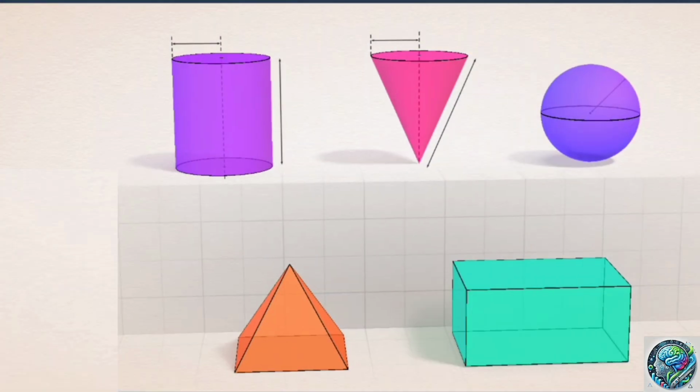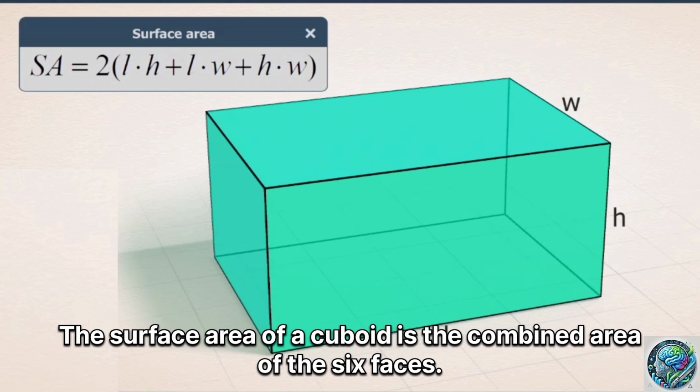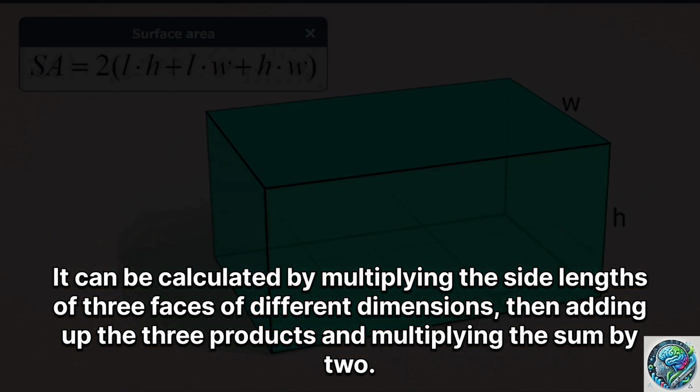The faces of a cuboid are rectangles, and the opposite faces are congruent. The surface area of a cuboid is the combined area of the 6 faces. It can be calculated by multiplying the side lengths of 3 faces of different dimensions, then adding up the 3 products and multiplying the sum by 2.